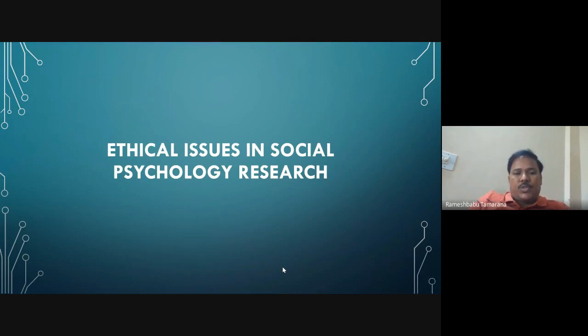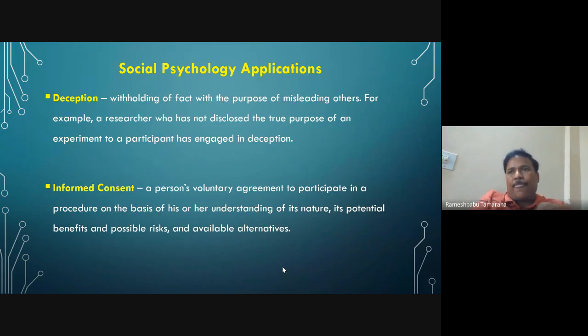And ethical issues in social psychology research, there are three or four important points they mention. One is deception. Deception is withholding of fact with the purpose of misleading others. So for example, as a researcher, I was studying something, but if I let them know what I'm studying, probably the social desirability is there.